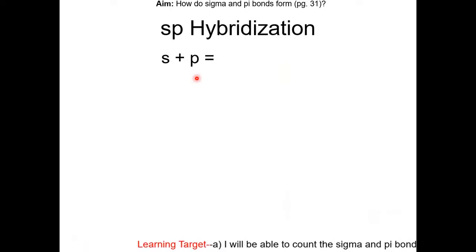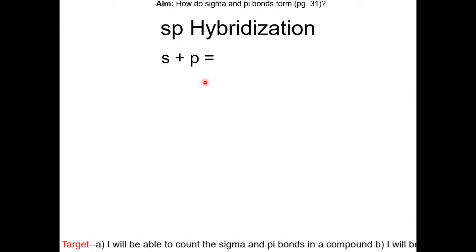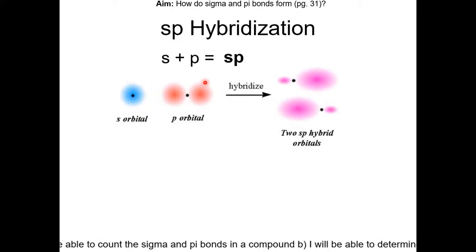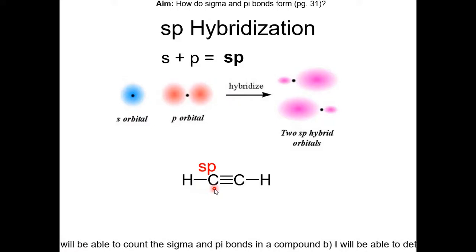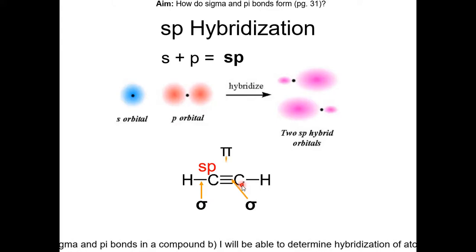The last scenario that we're going to look at is sp hybridization. It is when one s orbital and one p orbital mix together to form two sp hybrid orbitals. We'll be looking at this example because this carbon is sp hybridized. The CH bond consists of one sigma bond, and the CC triple bond consists of one sigma and two pi bonds.